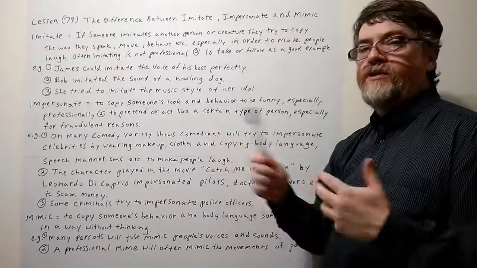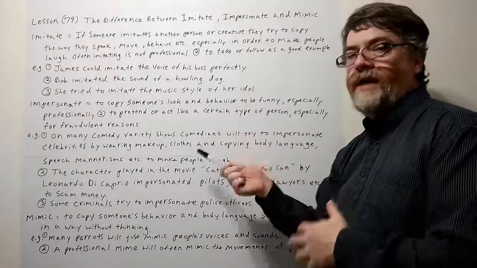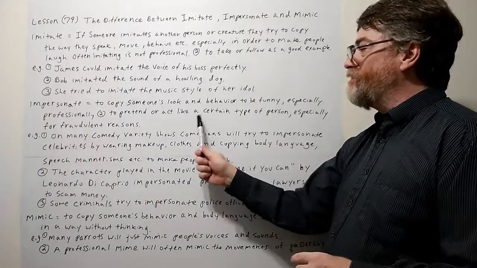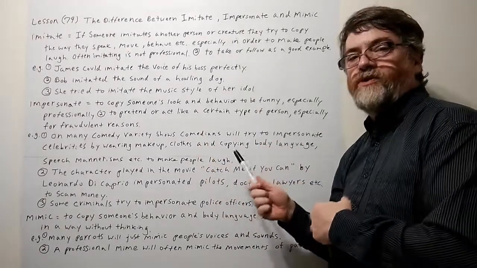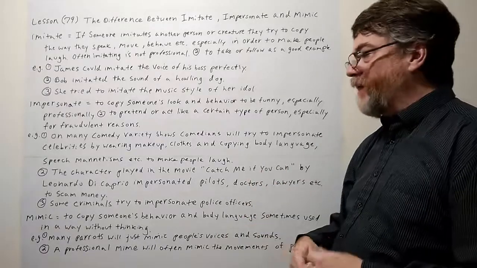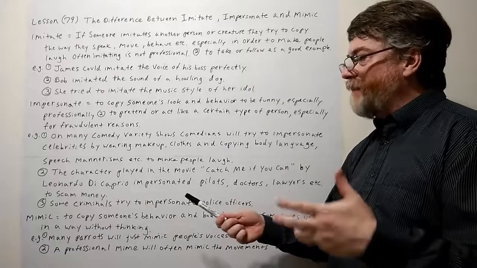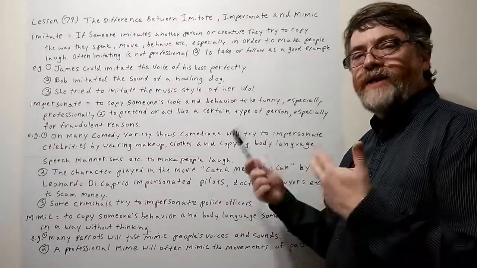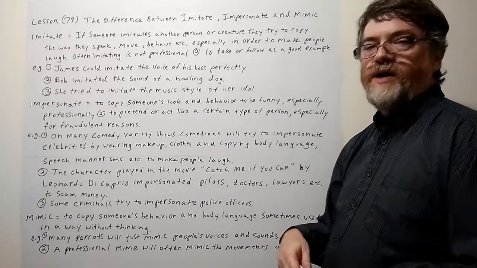Like on these comedy shows, these really good comedians go through a lot more effort to copy exactly what the person looks like. And then there's also the fraudulent use of impersonate, like somebody impersonating somebody's profession to trick somebody to get money. And then mimic is more like just automatically copying without too much deep thinking. I hope that kind of clarifies it.